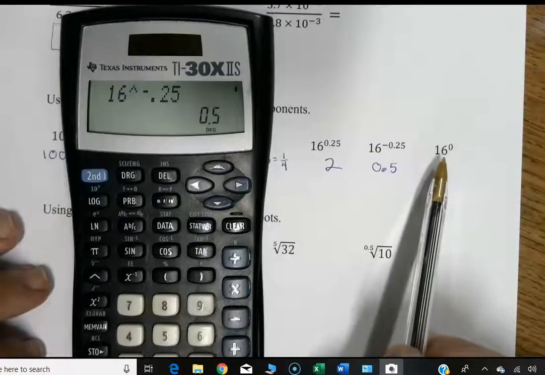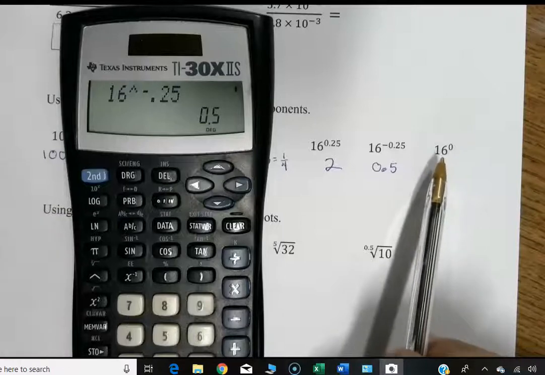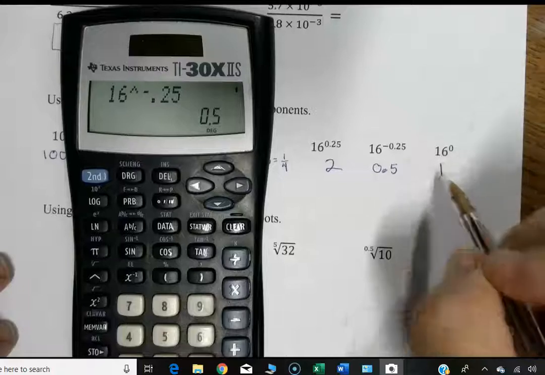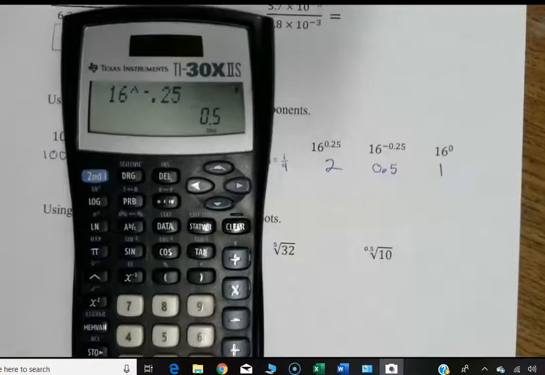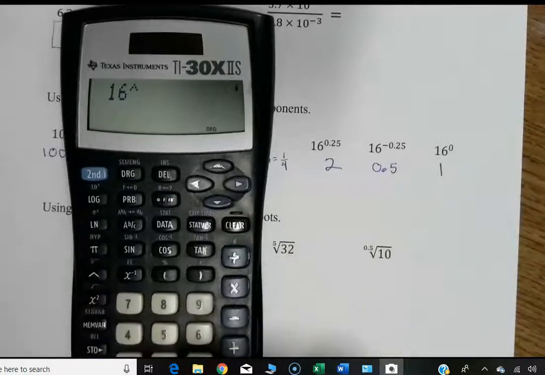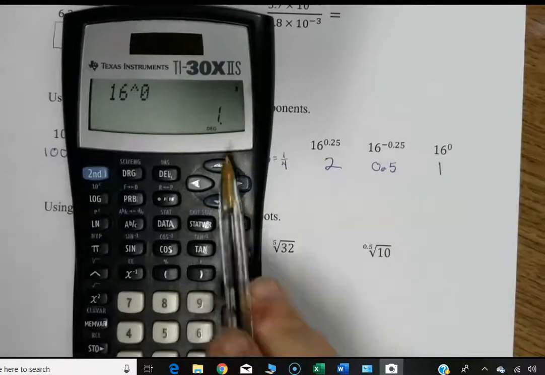And of course, any number to the 0 power, with the exception of 0 itself, any number to the 0 power is 1. Don't get confused on that, okay? If you don't believe me, do it on your calculator. 16 caret 0 equals, boom, there it is, 1.